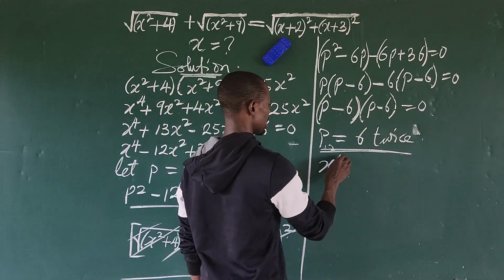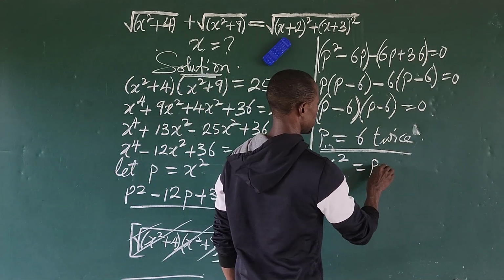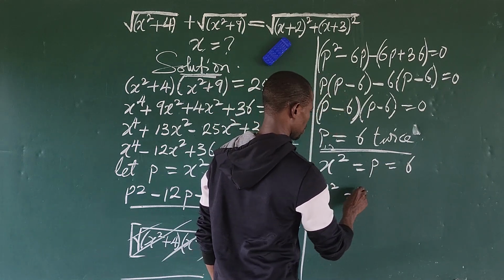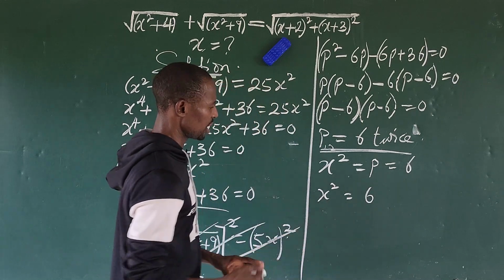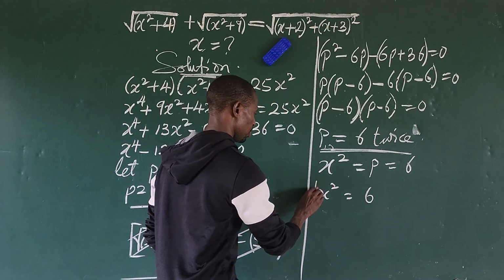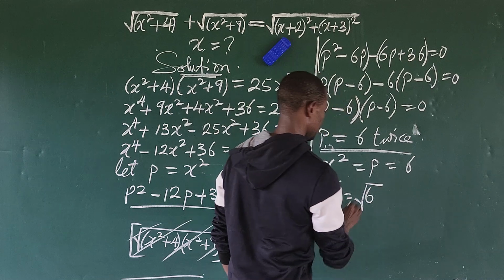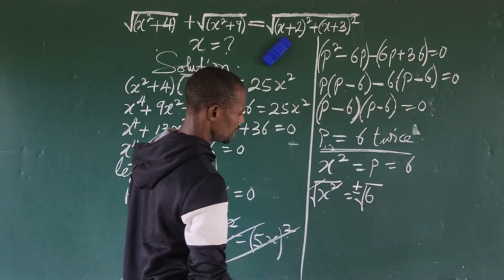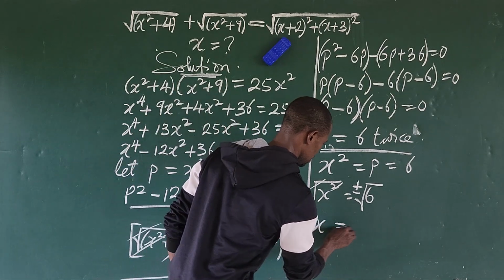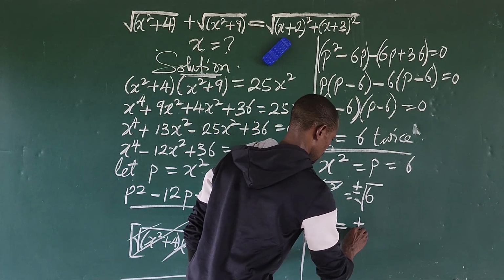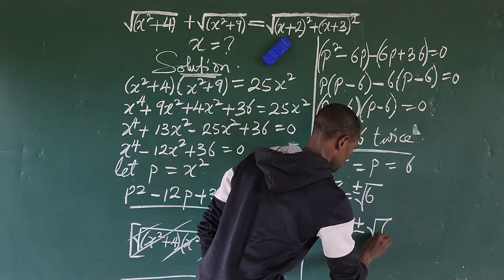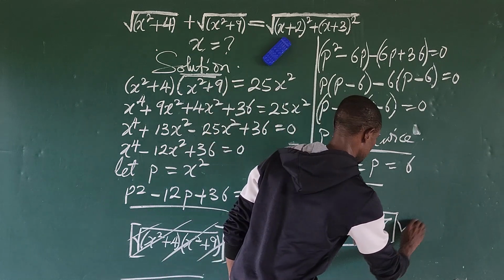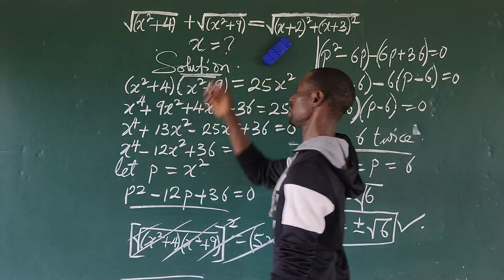So we have x to the power of 2 is equal to p, which is equal to 6. So x to the power of 2 is equal to 6. We're looking for x, so we take the square root of both sides. Doing this, we have to introduce our plus or minus. So we now have x equal to plus or minus the square root of 6. This is the value of x that will satisfy this radical equation.